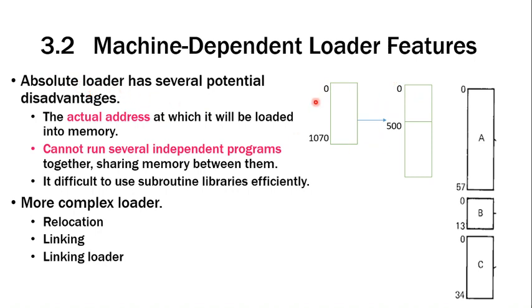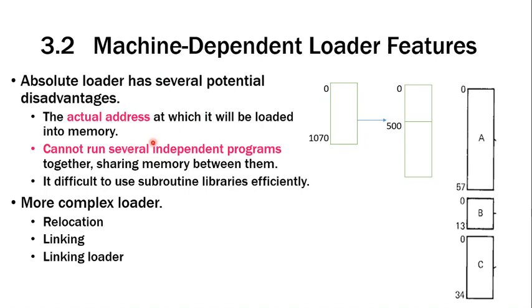So this is the depiction of the object program that starts from 0, and the last address is somewhere like 1070. It is supposed to be loaded into the main memory. If you make use of the absolute loader, it has to be loaded starting from 0 itself. But what if the main memory is not free from 0 to 500? If it is not available in the 0 to 500 memory space, then you cannot make use of the absolute loader to load this object code into the main memory.